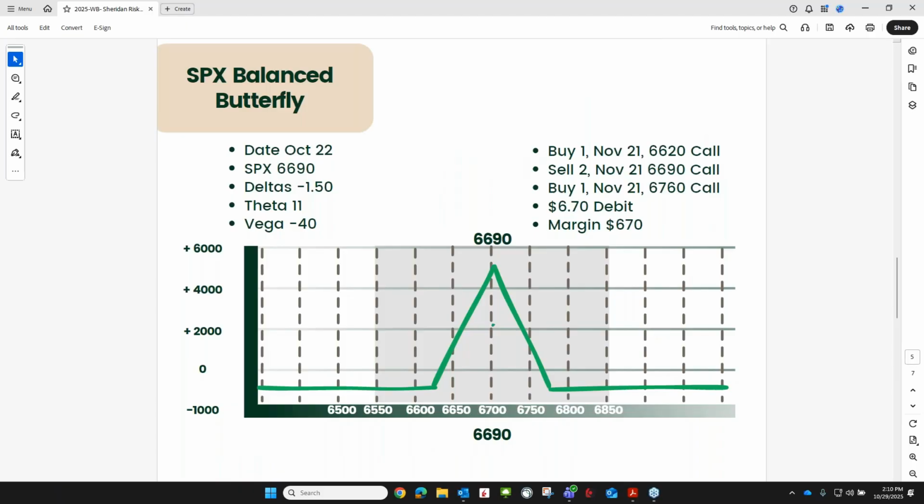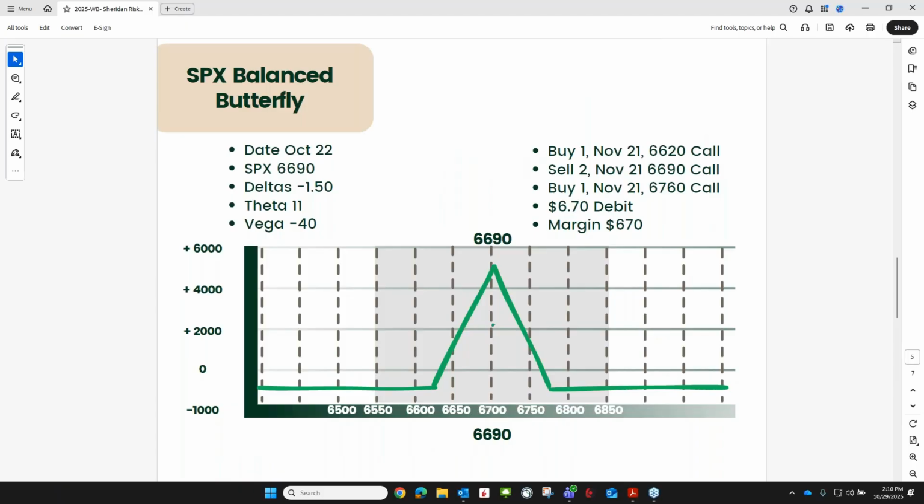And it's positive theta. You see the theta of 11 on the left-hand side. What does that mean? It just means that our short 66.90 will decay quicker than our long 66.20, which is in the money, and our 67.60, which is out of the money.